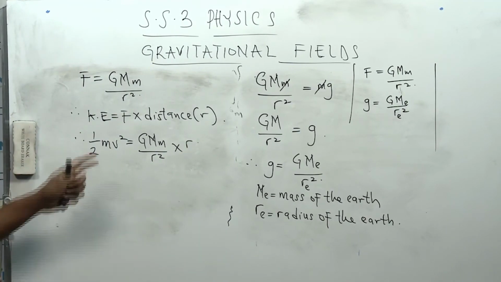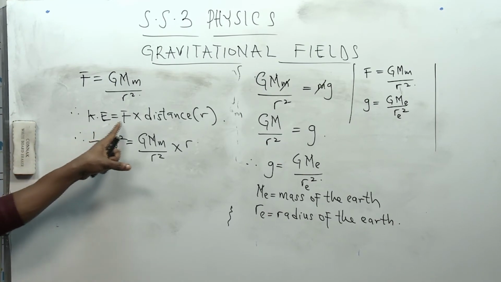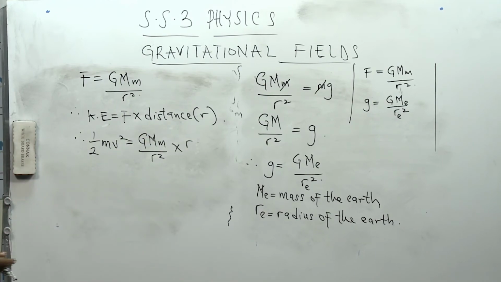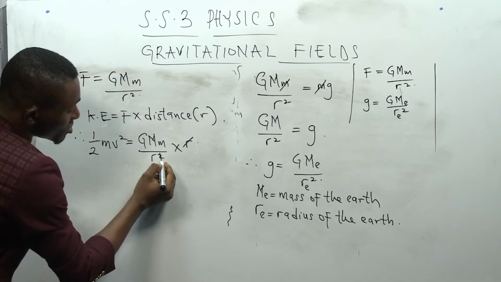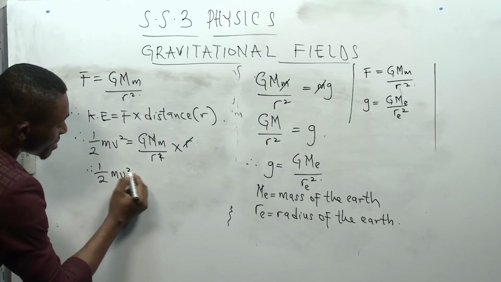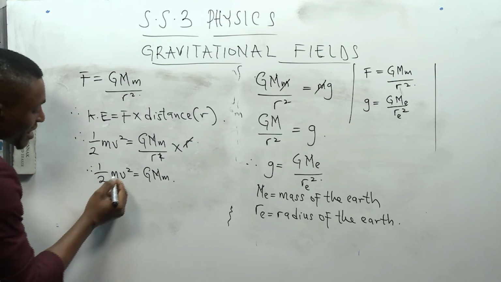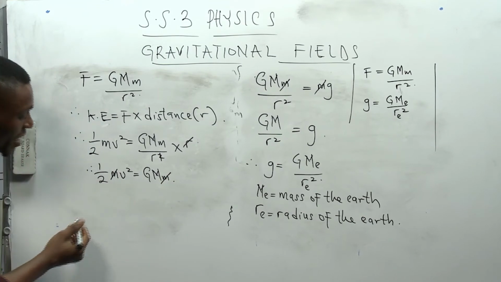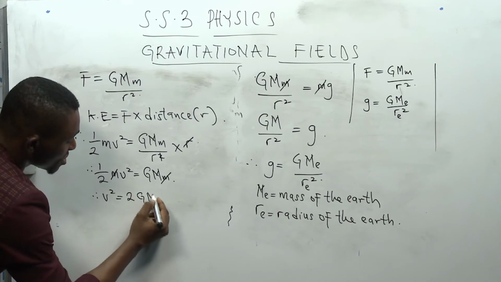All I just did there is to equate my kinetic energy to force times distance. The force has a value of GMm over r squared times r. And from here, we're going to see that this r is going to cancel one of the r's here, so that we have half mv squared is equal to GMm over r. And then this m here goes with this m here, and then we have v squared is equal to 2GM over r.